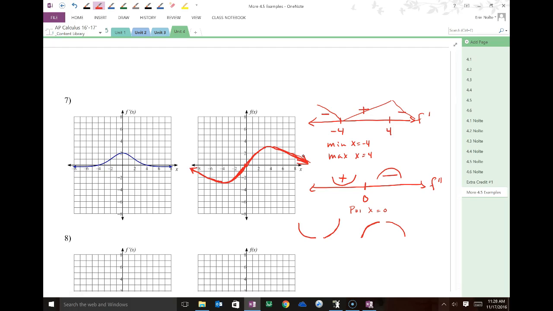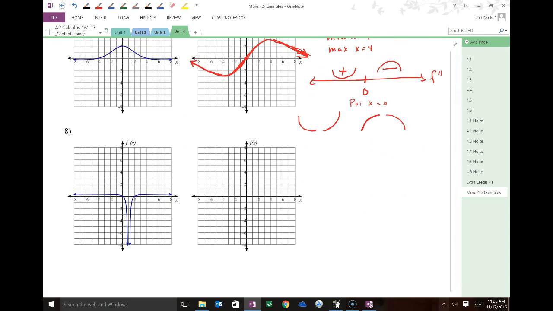Okay, one more. Let's do number 8. Let's use green. So let's talk about our first derivative. Remember that this is analyzing our slope. So I'm looking for when the slope is 0. When does this cross the x-axis? I see it crosses at 0 and it crosses at 2.